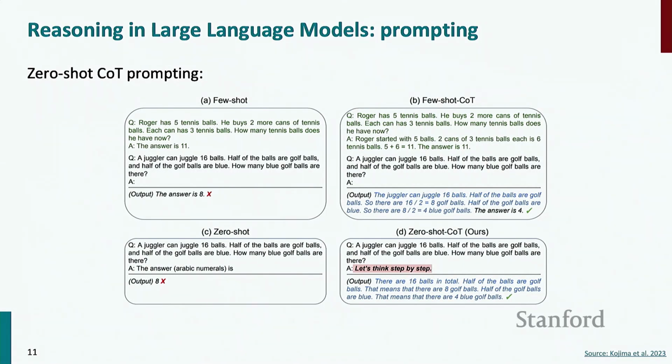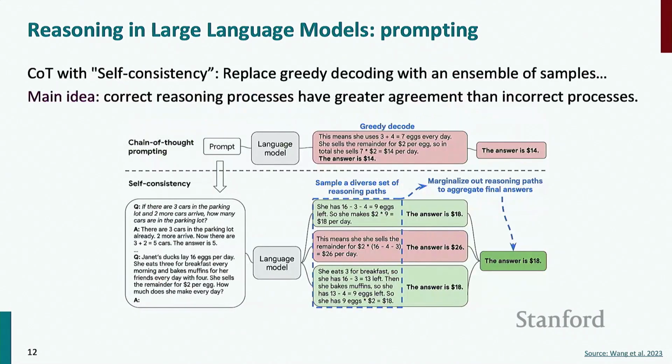Another rather surprising property of language models is that sometimes you don't even have to show them these in-context examples. And you could just prompt them with the sentence, let's think step by step. And you can get these reasoning rationales before they produce an answer. Okay, so that's pretty simple. But let's keep going, okay?